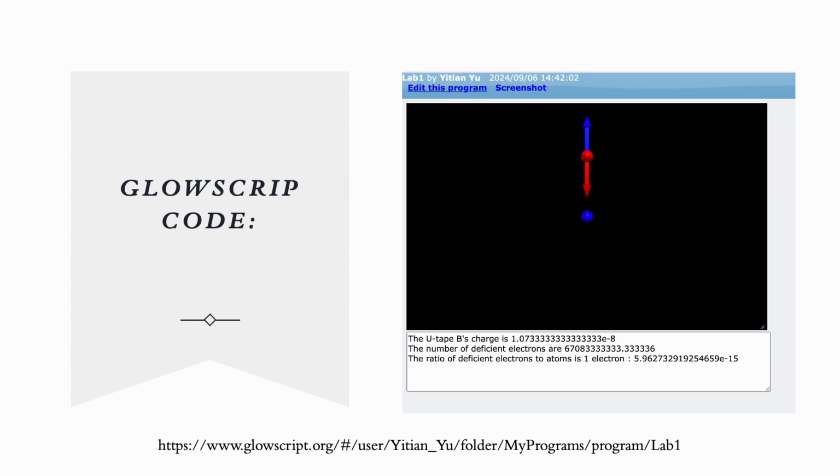Here's my code output. The red ball represents tape B and the blue ball is tape A.